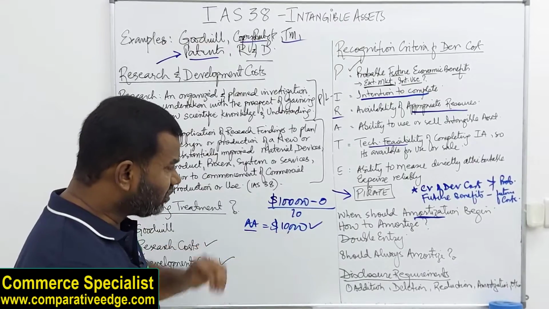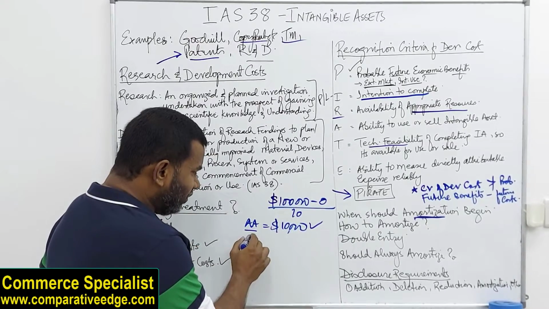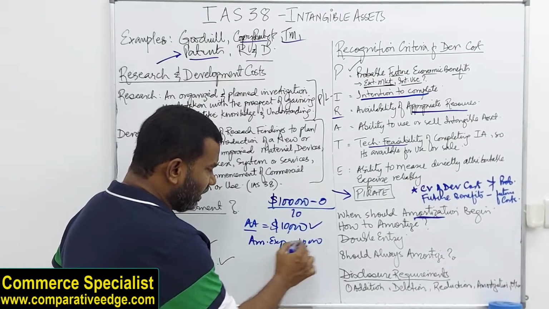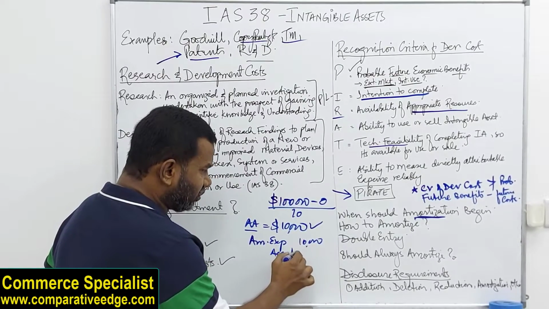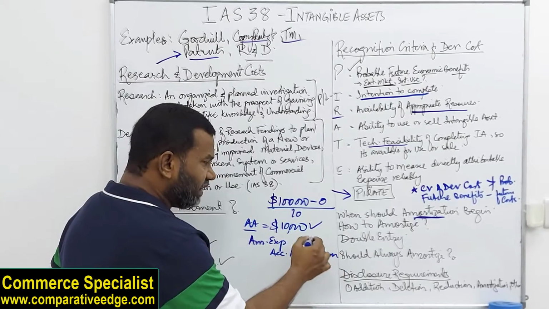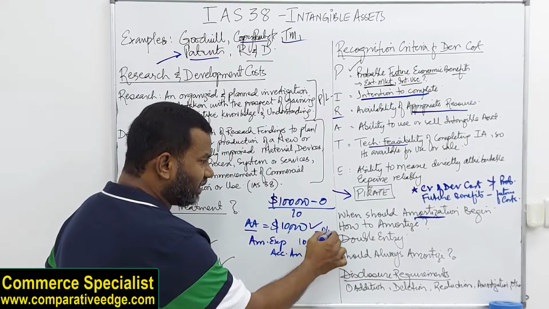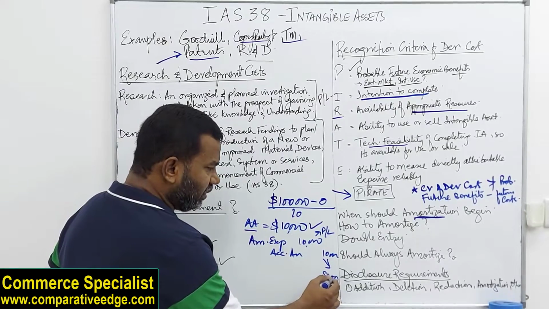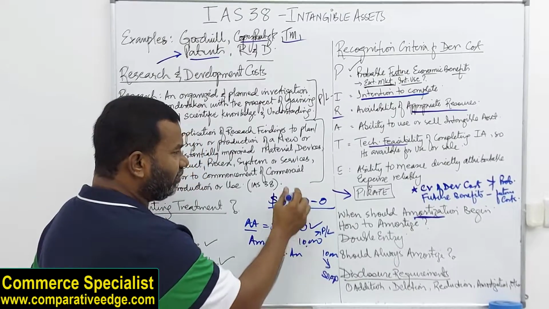Once amortization is recorded, the double entry is: amortization expense, debit 10,000, and accumulated amortization, credit 10,000. The 10,000 expense will go in your profit and loss. The 10,000 accumulated amortization will go in the statement of financial position, and it will be subtracted from this amount.